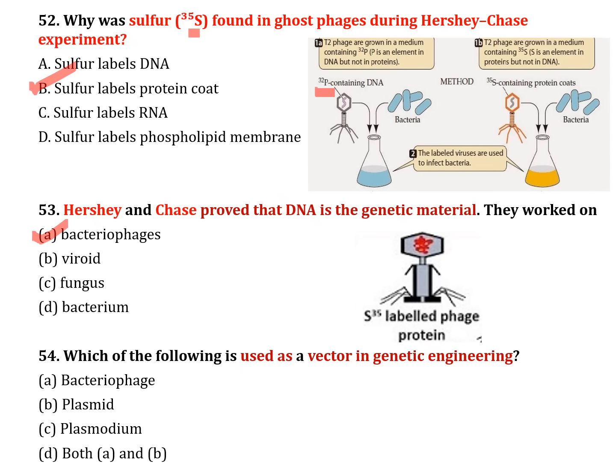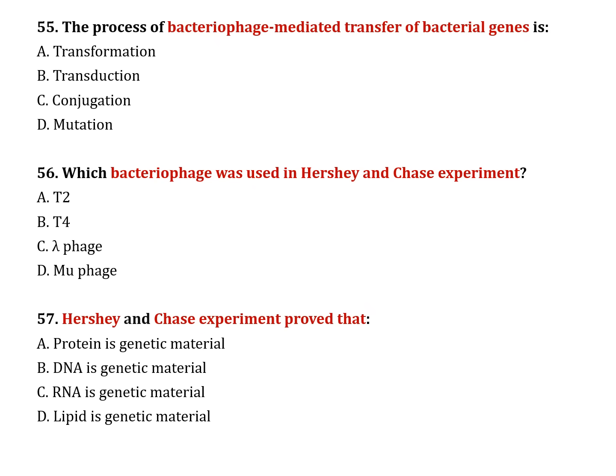Which of the following is used as a vector in genetic engineering? Option A bacteriophage, option B plasmid, option C plasmodium, option D both A and B. Correct answer is option D both A and B. The next question, number 55.